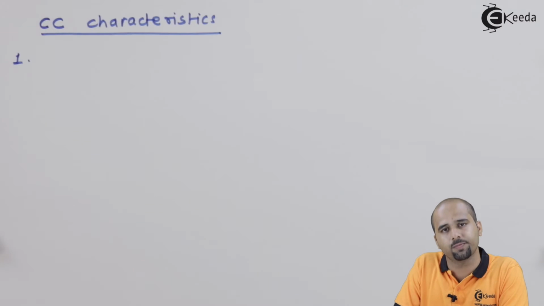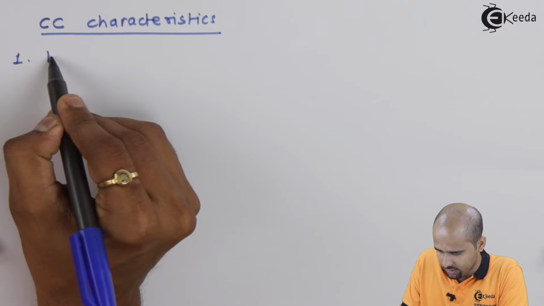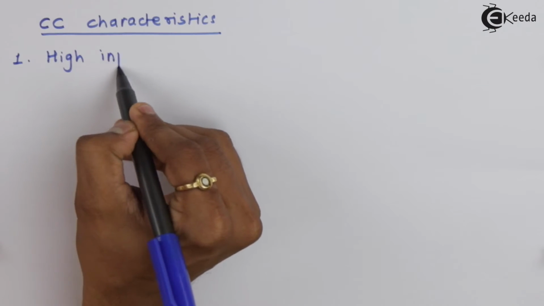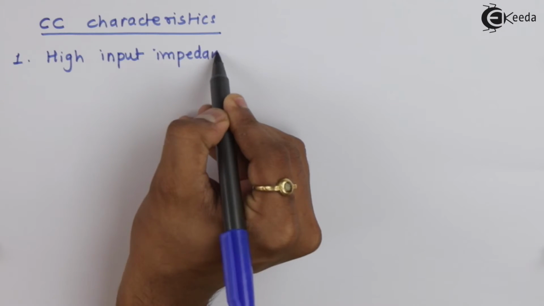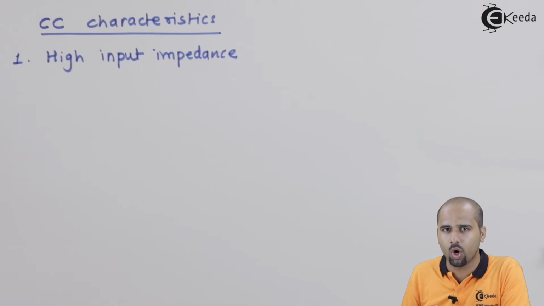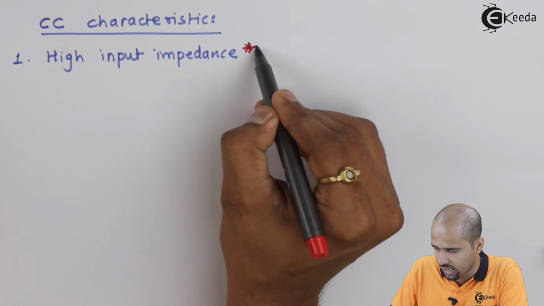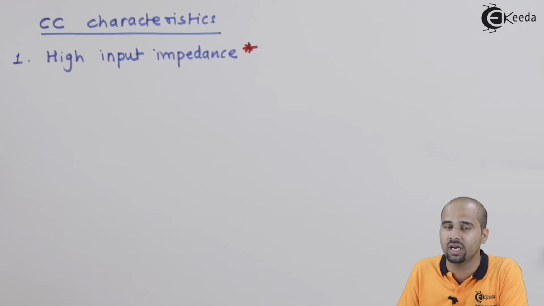First characteristic is it is having very high input impedance. This is a very important aspect of CC characteristics that we are using in so many circuits, that is called a buffer circuit. So I am making a star, and we will incorporate this particular characteristic when we use this circuit called a buffer.